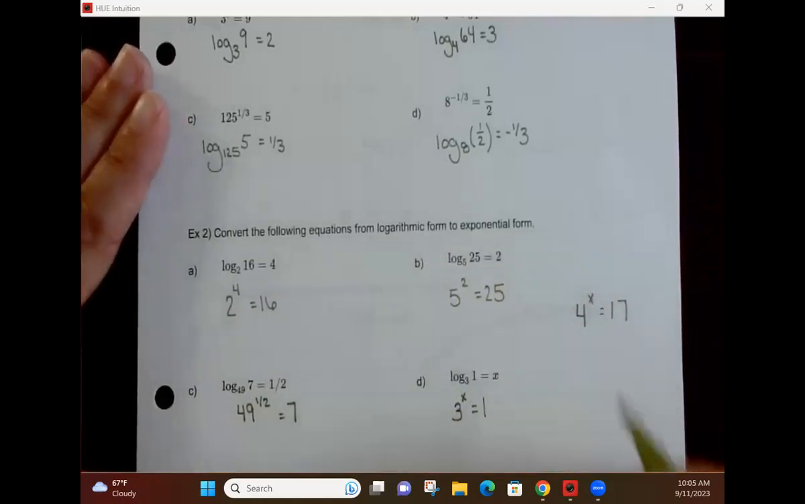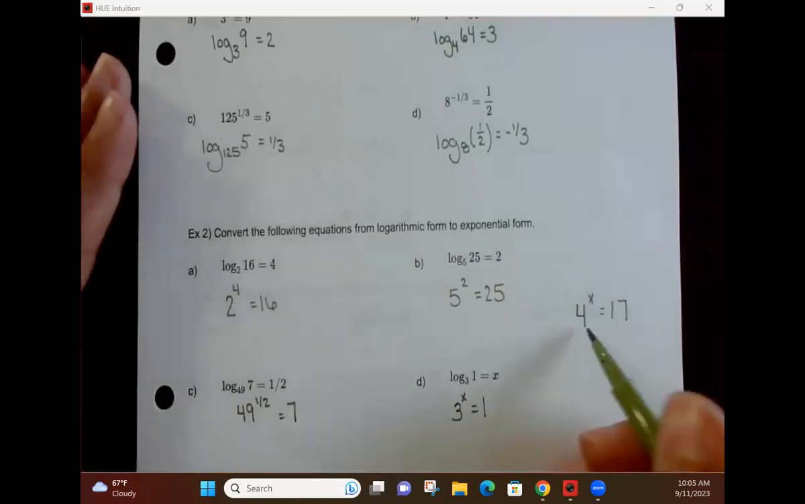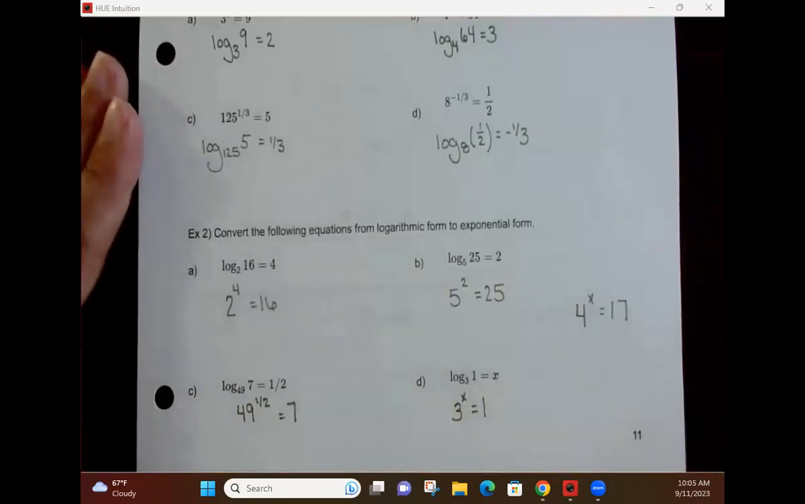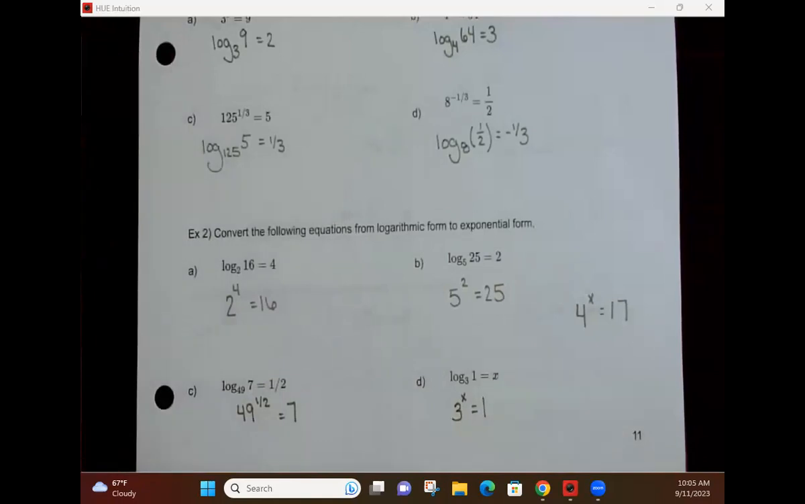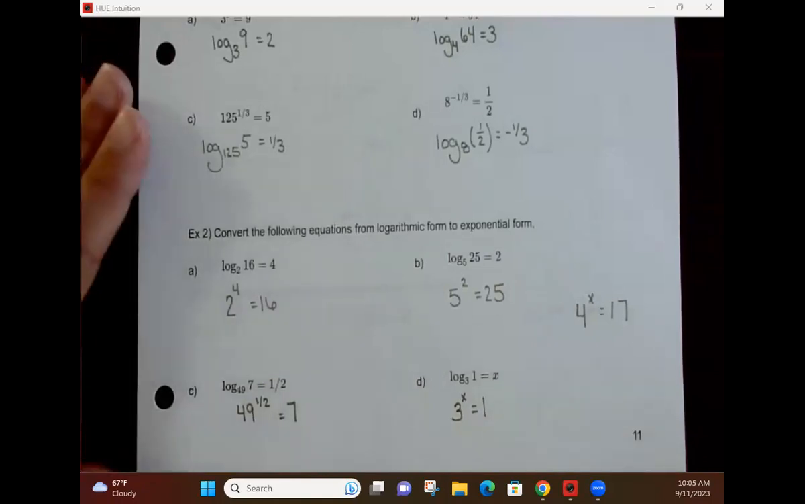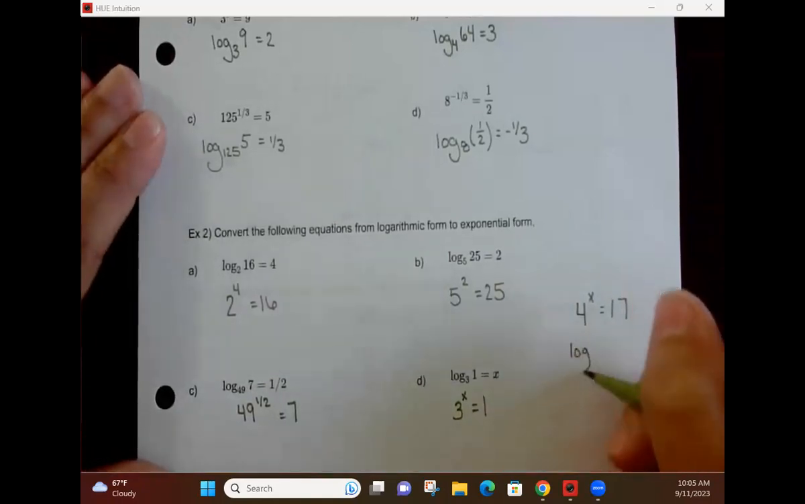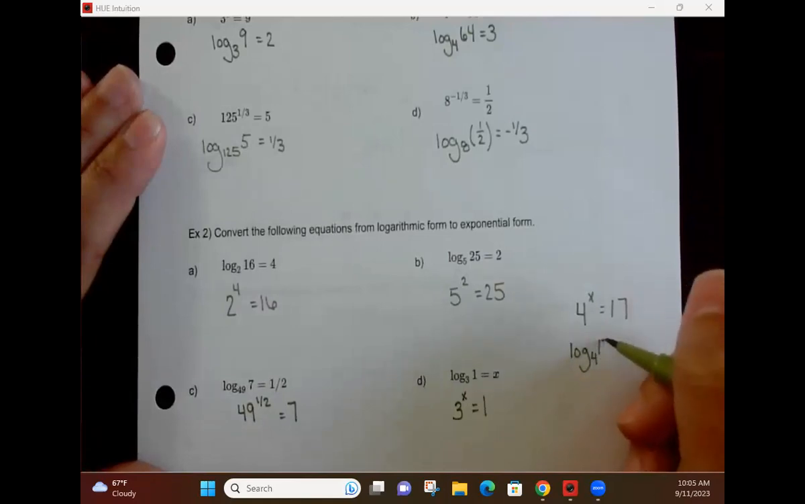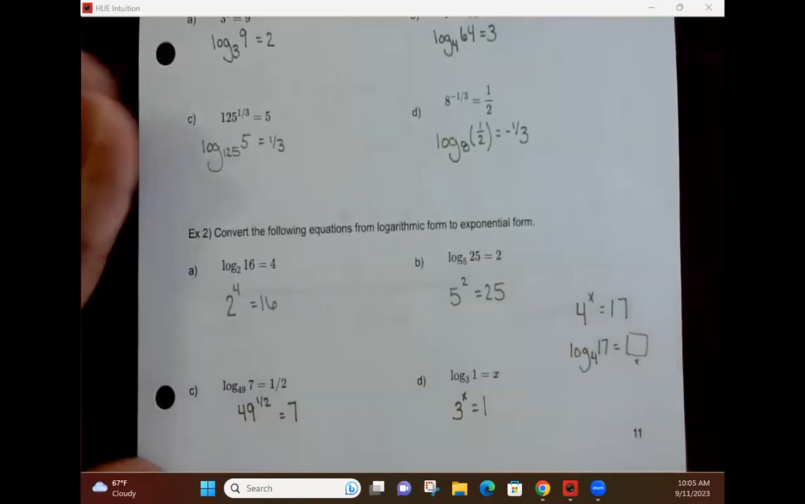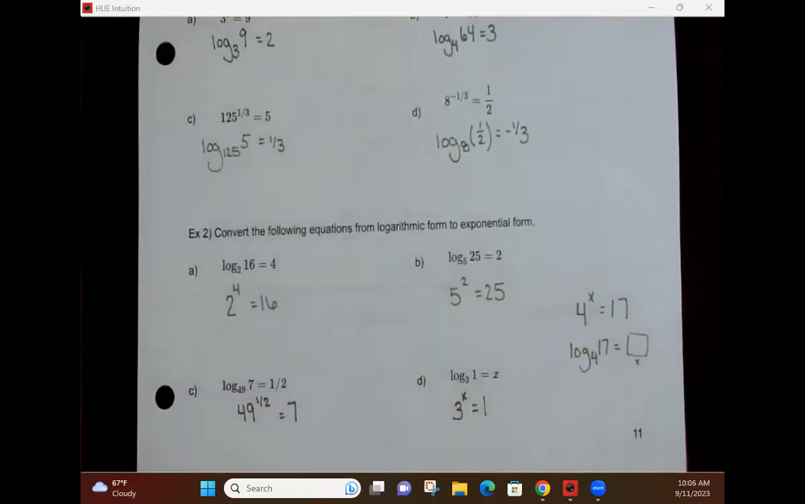There's not a nice value that I could plug in for x there, like not an integer number I could plug in for x that would give me 17. I know 4 squared is 16, so it's got to be bigger than 2, only a little bit bigger than 2, but I don't know what exactly. So that's where I would use a log base 4 of 17 to be able to figure out what that exponent is. That's why we care about logarithms. That's why we use them.